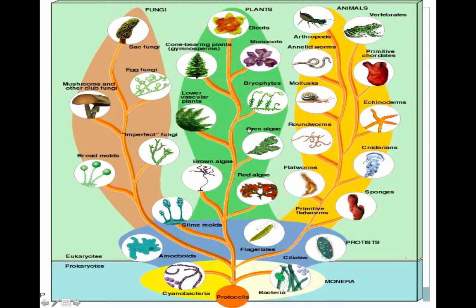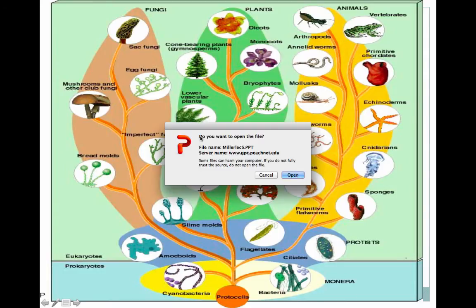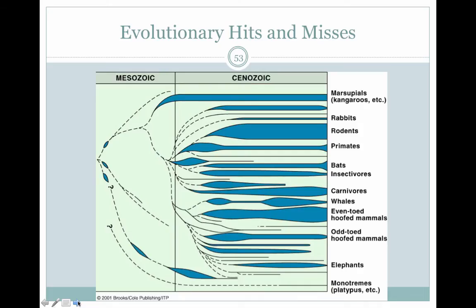All right, here's another example of a phylogenic tree. Here you can see a phylogenic tree that shows you evolutionary hits and misses. The monotremes, I like how it says platypus, etc., when there's only two kinds of monotremes, the platypus and the echidna.